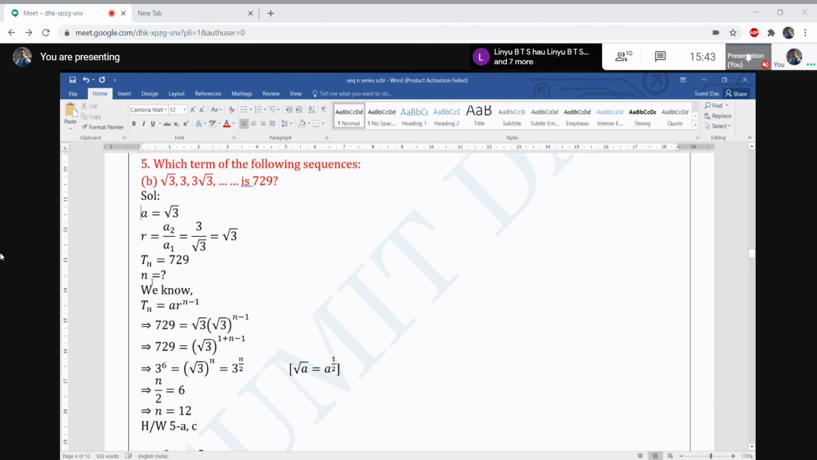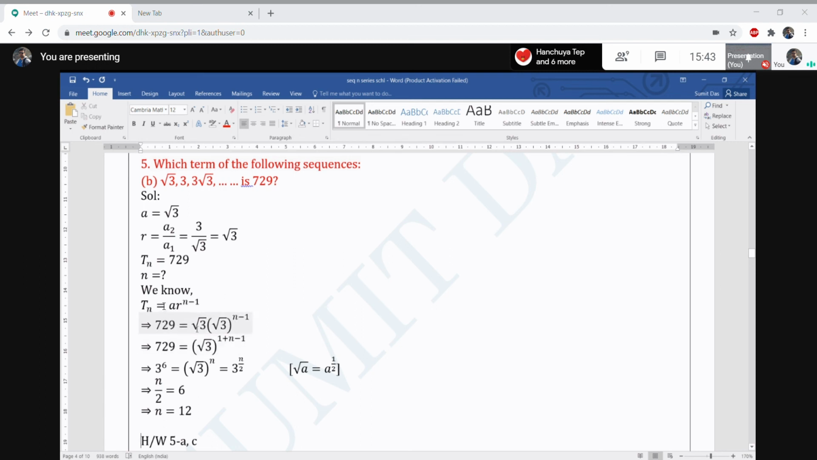Then a means root 3. How to find the ratio? Ratio is second term divided by first term, a2 by a1. So 3 root 3 by root 3. So common ratio r we got 3. Okay. And nth term Tn is equal to 729. We have to find the n, right? So we are using the formula Tn is equal to a r to the power n minus 1. So just put the values: Tn equal to 729, then a equal to root 3 and r equal to root 3 to the power n minus 1.